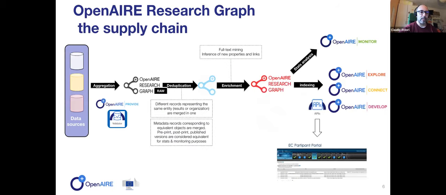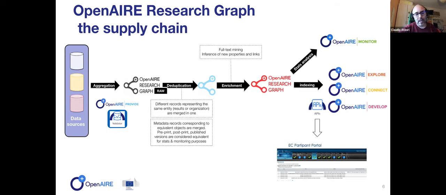Then the supply chain that is applied to the graph looks for multiple instances of the same research product: publications, software, datasets, and other kinds of research products. For example, the preprint could be acquired by a given repository and the postprint by the journal. So the goal of this process is to identify them as the same object, because we don't want to count them twice in statistics, and we don't want to see it appearing more than once when a user issues a search on, for example, the Explore portal.